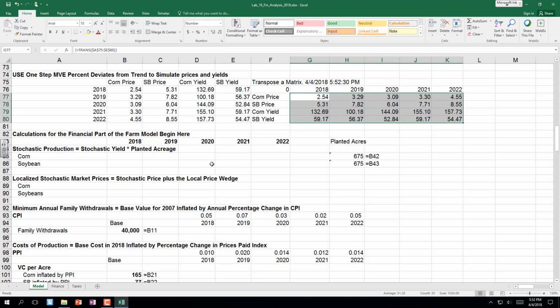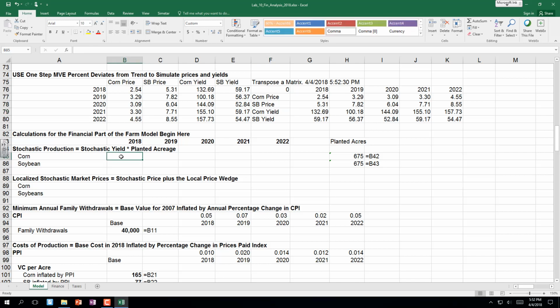Now, I have corn yield, I have soybean yield. And we're on yield basis, row basis. So I can just do the following to calculate production. It's going to be the stochastic yield for corn multiplied by the planted acres. And I've only got 1 year of planted acres, so I'm going to lock that with a column, H85, $H85.